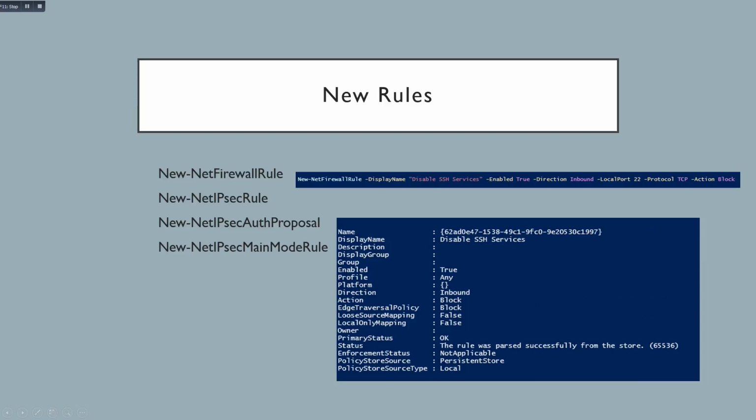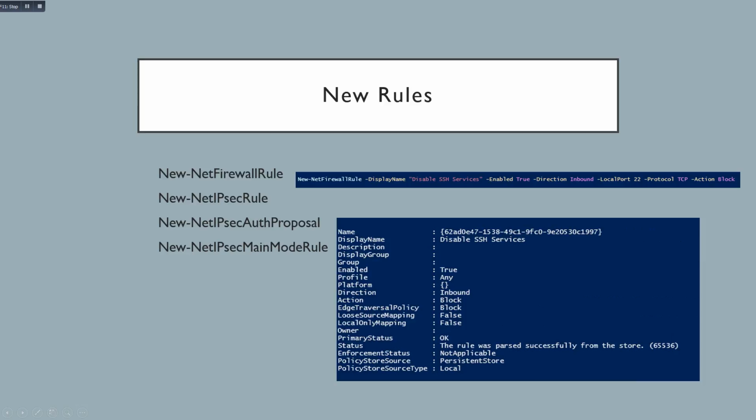Again, you can do that with IPsec and main mode cryptographic. And you can see here that our new rule, the name given to it, is just a default that is given to it. If we give it no name, the display name is set as disable SSH services. Enabled is true, it's an inbound rule, and the action is to block.